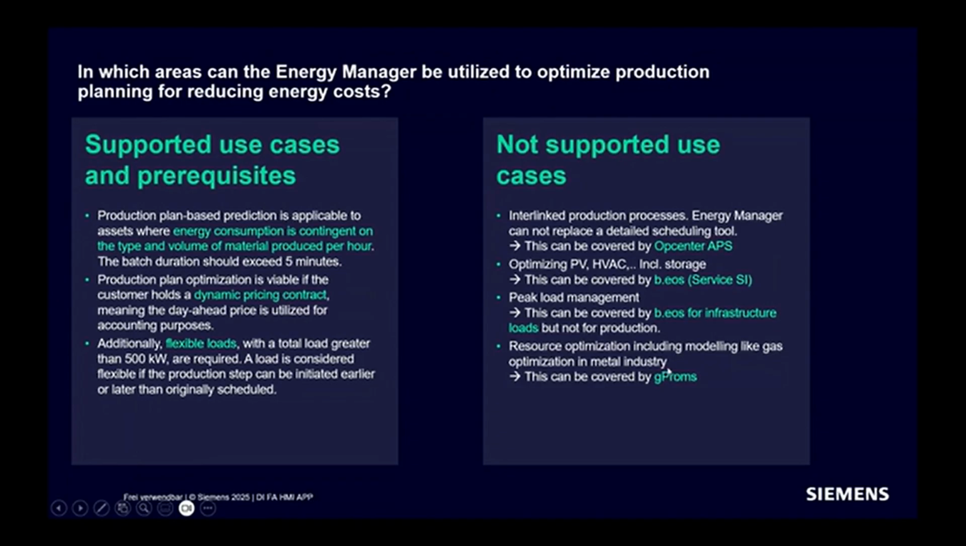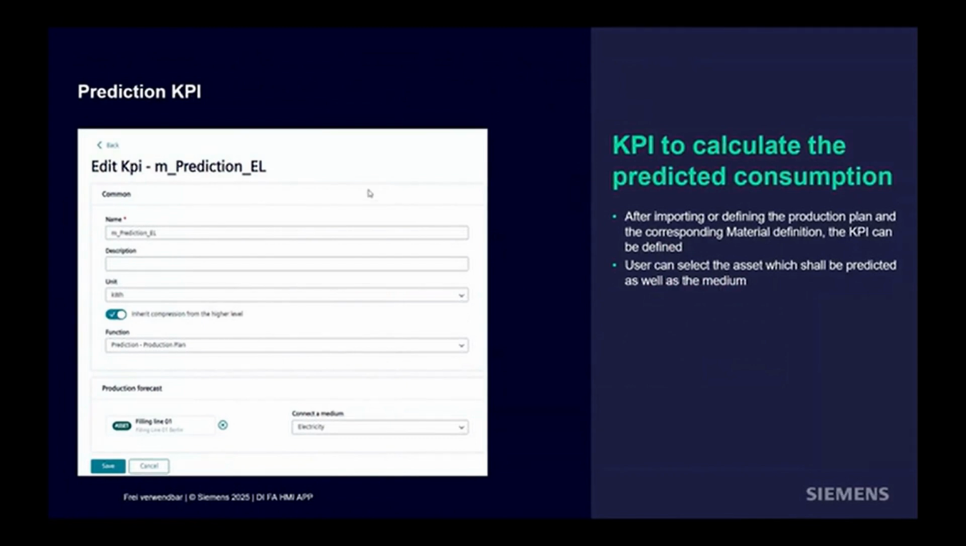So other tools you can find here, like the BioService from our Smart Infrastructure department, or gPROMS, also to optimize the whole process module directly in the different industries. So this will help you much better besides this whole planning process that focuses only on production.